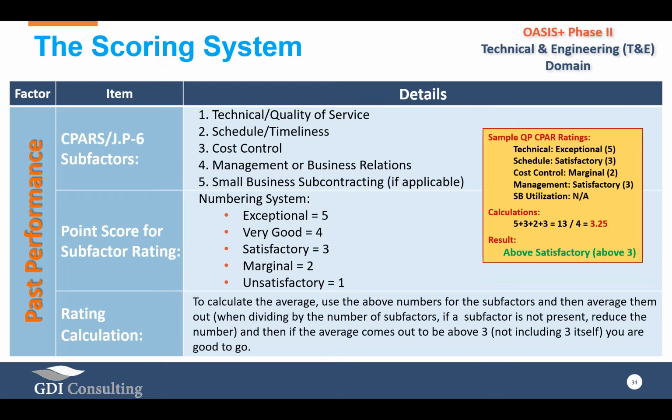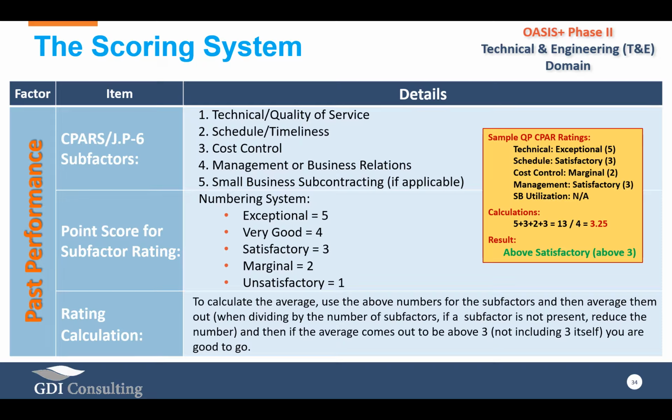So let's look at this example in the orange box we have. Assume that you have a QP with a CPAR with these ratings. The technical has been rated as exceptional, you put a 5. The schedule has been rated as satisfactory, you put a 3. Cost control is marginal, you put a 2. Management is satisfactory, you put a 3. Small business utilization is NA. There was no small business used.